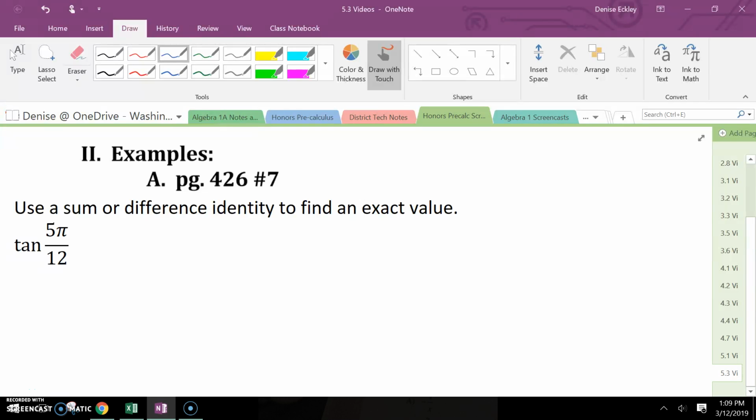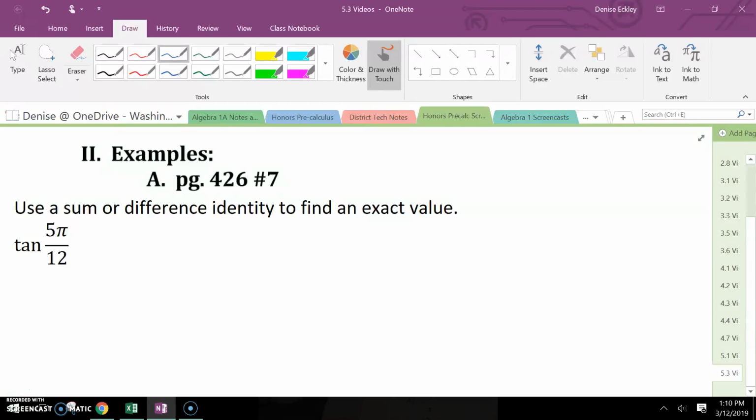Page 426, number 7. Now we're looking at our sum and difference identities for tangent. This is similar to number 3 and 5 that we have already done. But now we're asked to use the sum or difference identity to find an exact value of tangent of 5 pi over 12. So what we want to do again is find either a sum or difference of two unit circle angles that, when simplified, is 5 pi over 12.